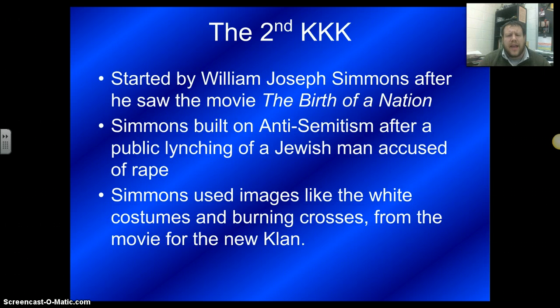But Simmons built on the anti-Semitism that was happening in the world. There was a Jewish man accused of raping a woman, and the public mob got together and lynched that Jewish man. We see all these emotional issues about immigrants and race bubble to the surface, and we see this group form against those people. And here are some images of the Ku Klux Klan.